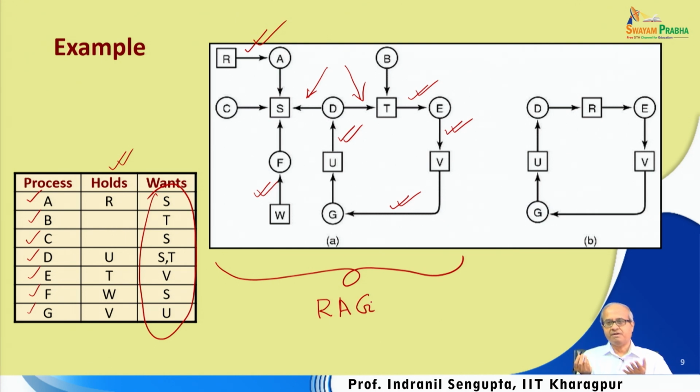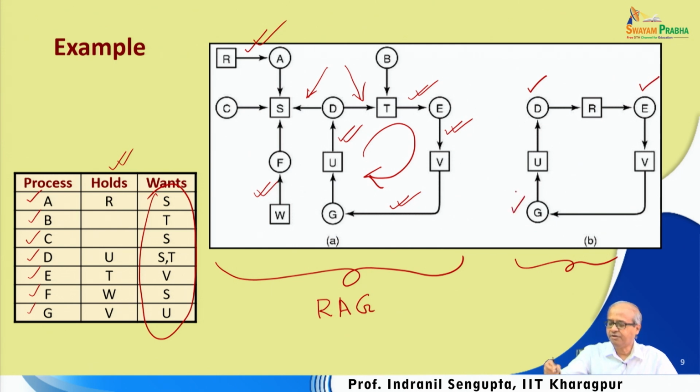Now, if you run a graph algorithm to detect all the cycles, here you will find that there is a single cycle. This is the directed cycle in this graph. And on the right, we are only showing this particular cycle, which involves three processes D, E and G, and of course, three resources R, U and V.